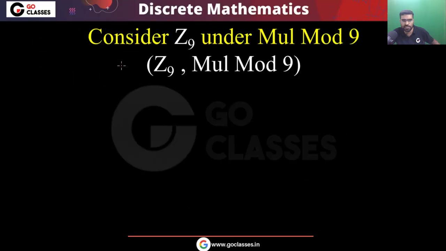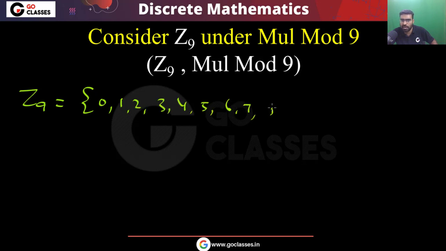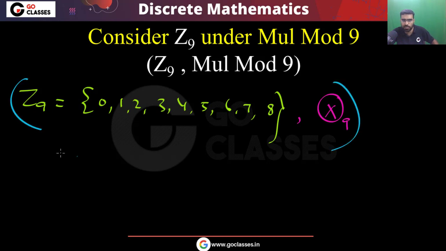Let's see this example. This Z9 under multiplication modulo 9. What is this Z9? Z9 means 0, 1, 2, 3, 4, 5, 6, 7, 8. This is your Z9 under multiplication modulo 9. So first of all, this complete structure is not a group.